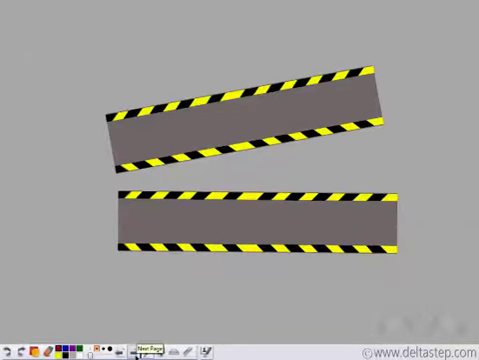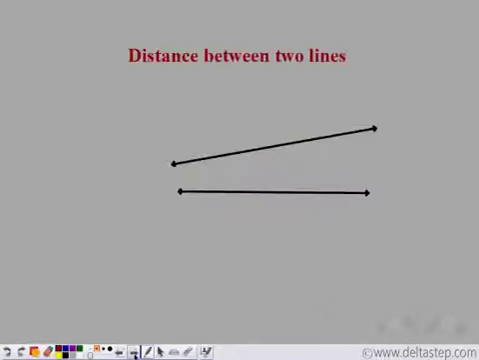Now we have these 2 streets. Consider them to be 2 lines. What is the distance between these 2 lines? Distance between 2 lines is the minimum distance between 2 points on these lines. If you observe, these are intersecting lines. So if we extend them, these lines will intersect. We see that these lines intersect at this point.